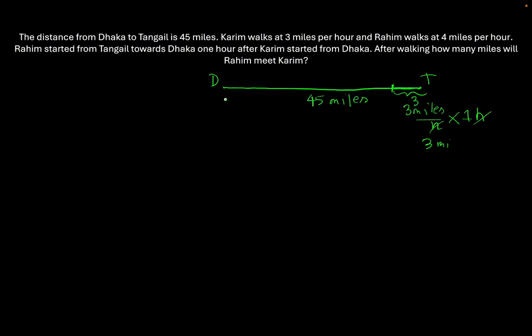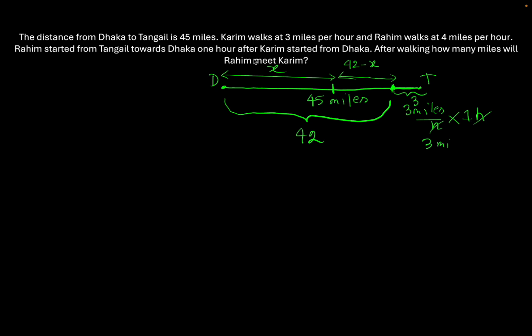So this distance is 42 miles. We just simply subtract this 3 from 45. So now Karim is here and Rahim is here, and they started now together at the same time. And now we assume they will meet together at this place, at this x distance. So if this is x, this will be 42 minus x.